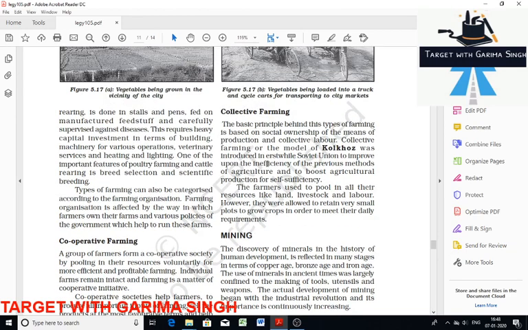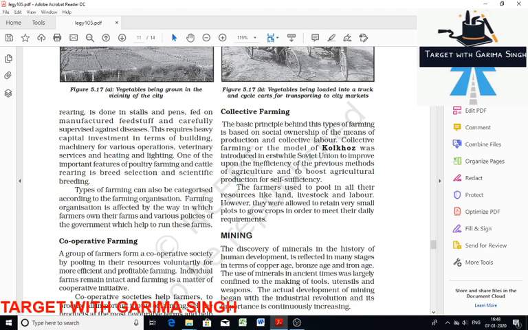Next is collective farming. So, social ownership of the means of production and labor. It is also called kolkhoz. It was introduced in the erstwhile USSR. Farmers pool their resources like land, livestock, labor. A small piece of land is allowed for their own use to grow their own crops. Yearly targets are fixed by the government. Government fixes the product rates. Excess produce is distributed among the farmers.